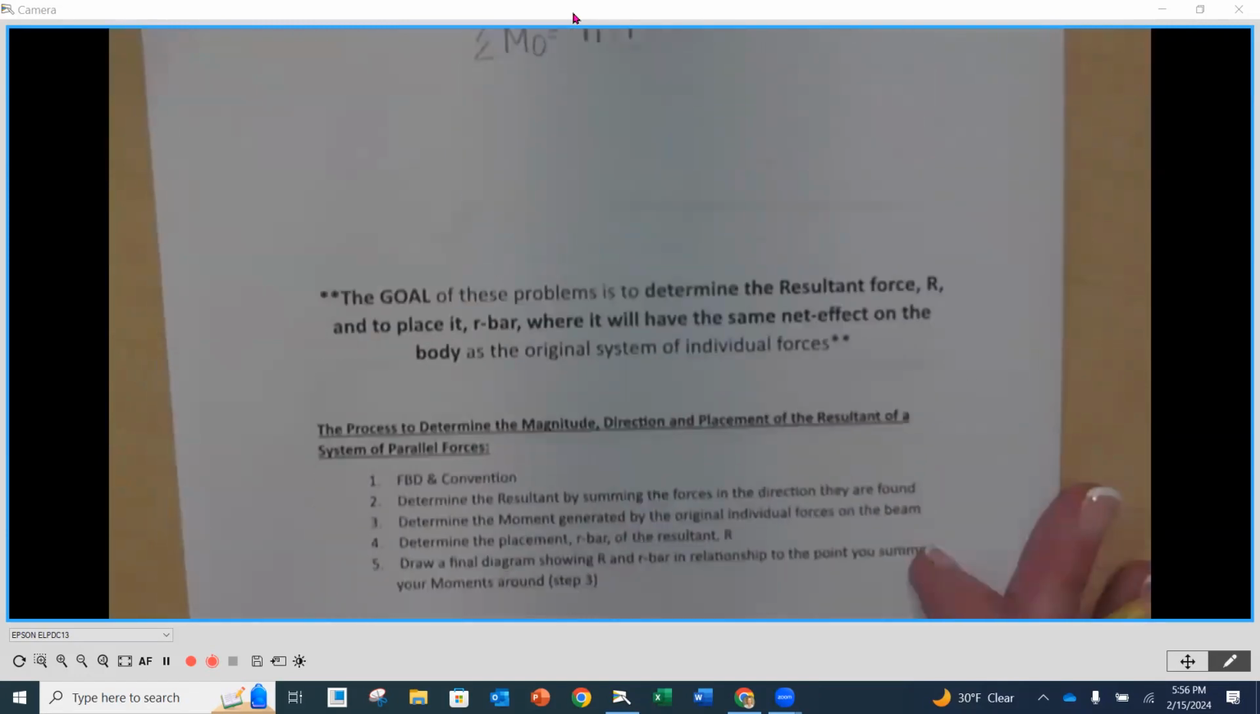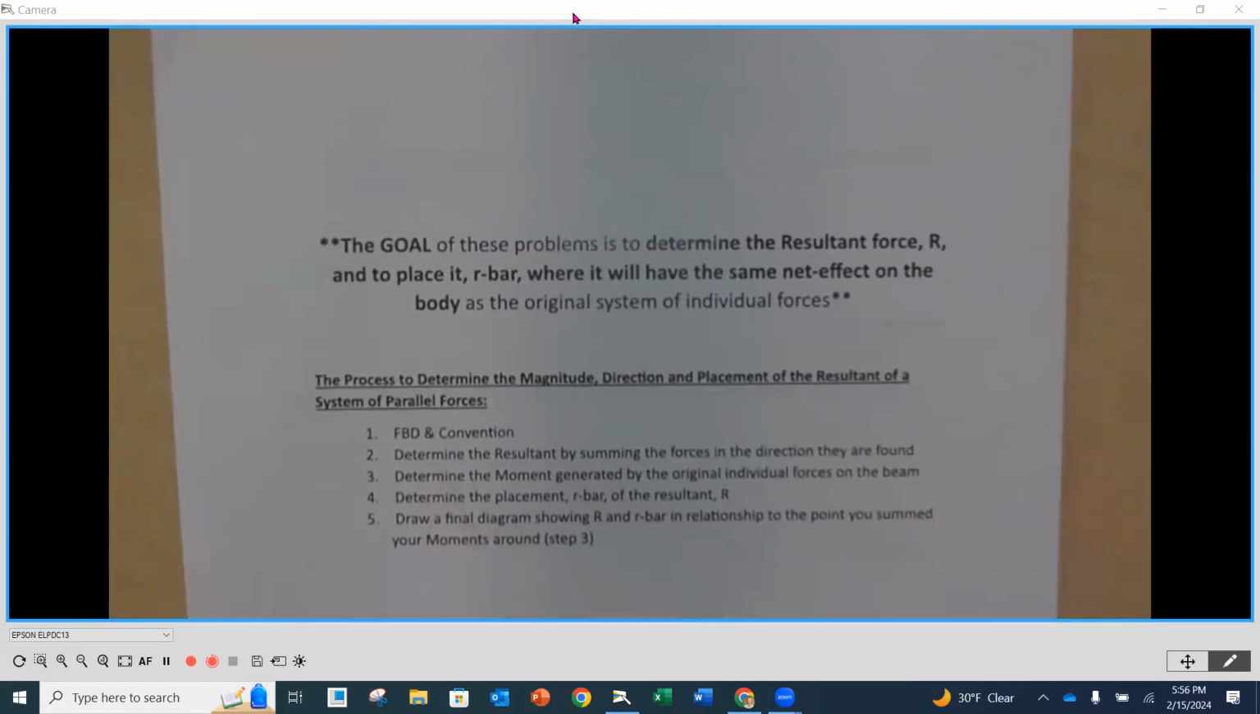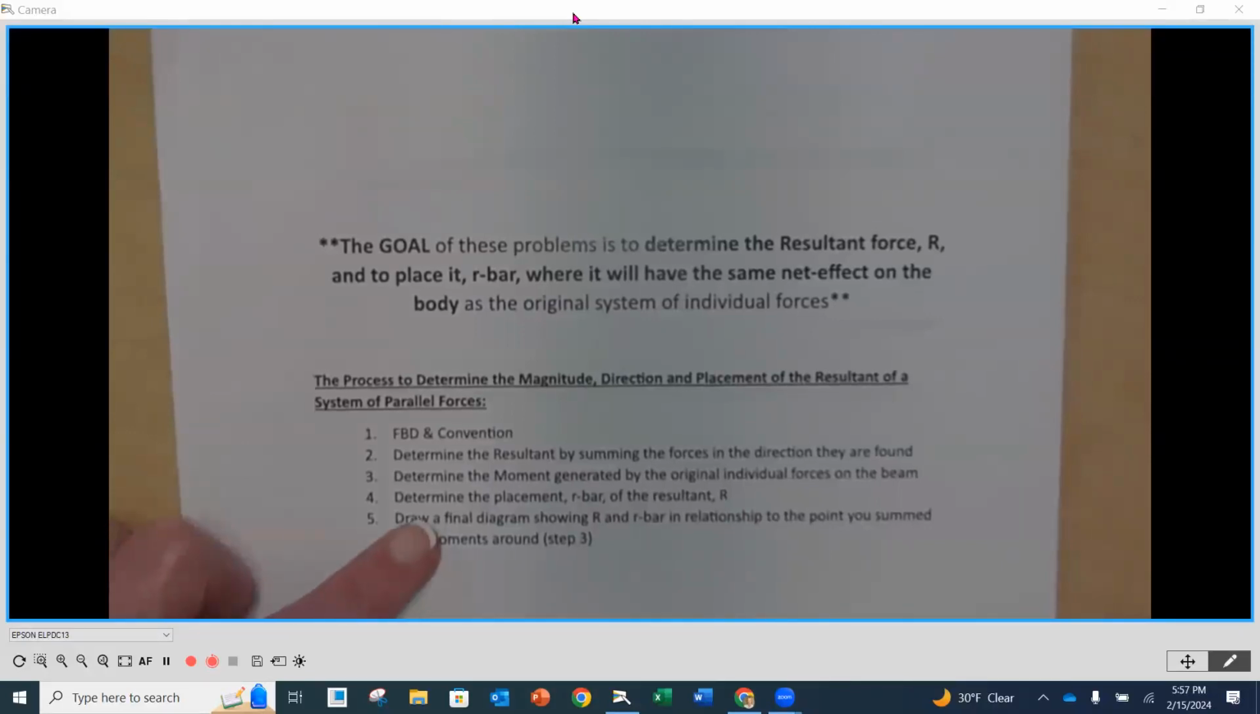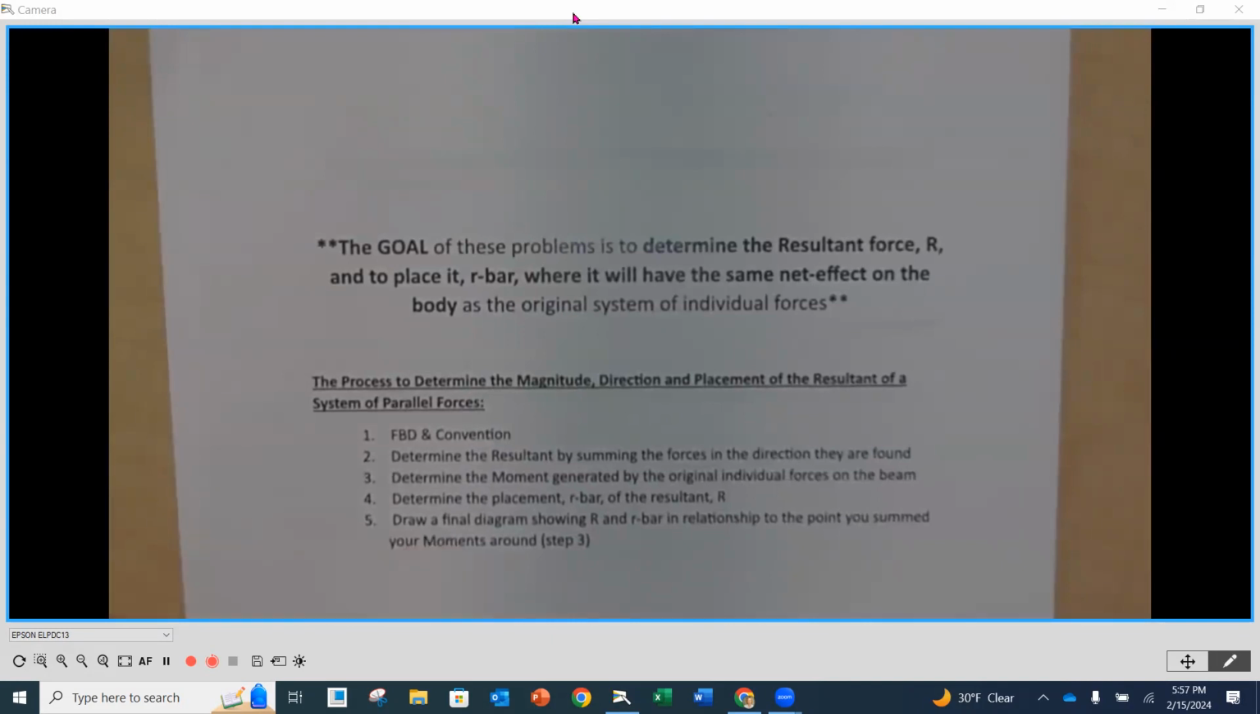Okay. So steps. When we do these problems, number one, we're going to have to draw a free body diagram and add our convention with the rotation now. Then we're going to determine the resultant by summing those forces. Determine the moment generated by the individual forces. Determine the placement of R bar for that resultant. And then we're going to draw a final diagram showing our resultant and our R bar in relationship to the point that we summed around in step number 3, which is this one right here.